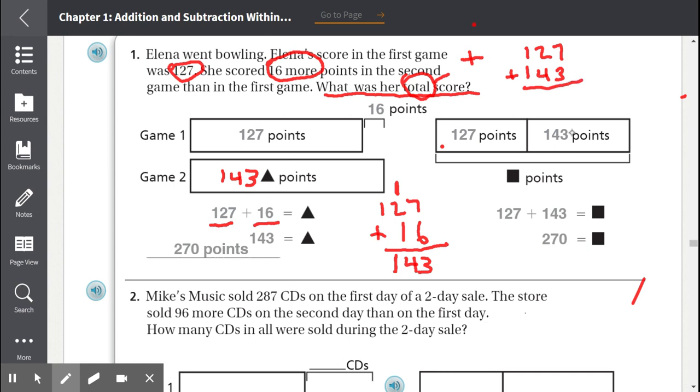We start adding the ones place. 7 plus 3 is 10. We carry our 1. So let's add the tens place. 1 plus 2 is 3. 3 plus 4 is 7. Now we add the hundreds place. 1 plus 1 equals 2. So the total was 270.